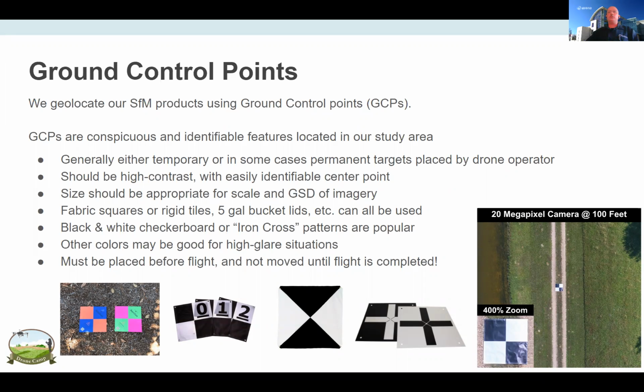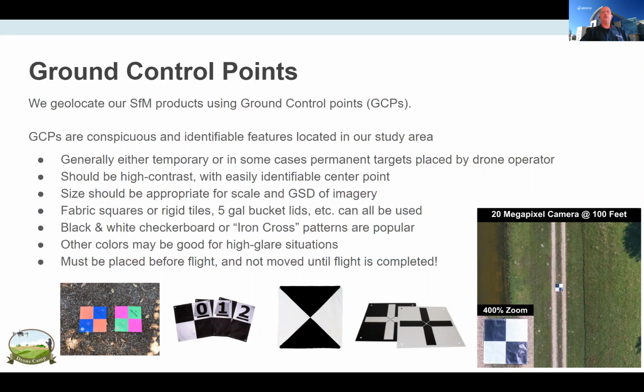And the most important thing is that those need to be put out before you fly, because your aircraft needs to see them and take pictures of them. And then they can't be moved during the flight. And once the flight is completed and you have good positions for the centers of all of them, then they can be picked up and moved.